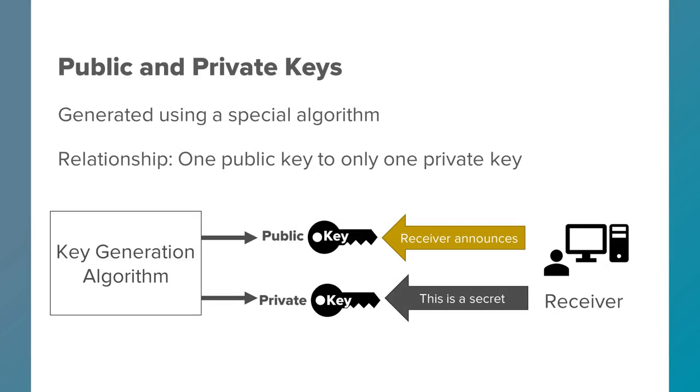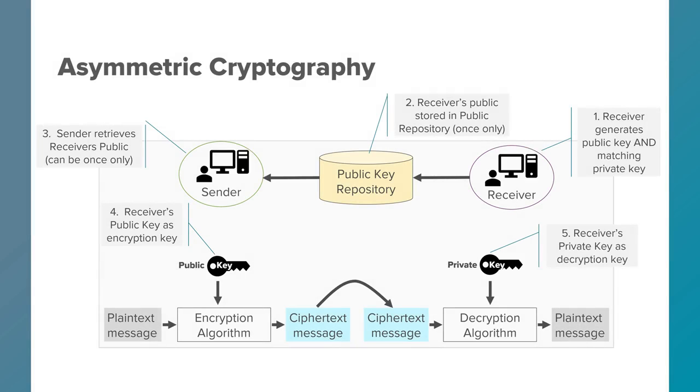An example of this key exchange protocol is Diffie-Hellman. So now let's move on to talking about public and private keys in a little bit more detail. Public and private keys are generated using a special algorithm, a key generation algorithm. And the relationship between the public and the private key is that there's only one private key to one public key. It's a one-to-one relationship. The public key is what the receiver announces to the world, basically. The private key is what the receiver keeps as secret, because this private key is what's used to decrypt messages intended for them.